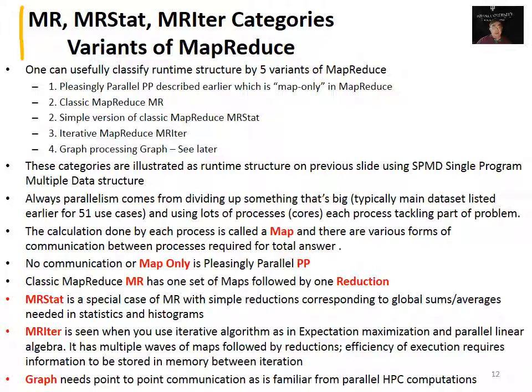So here I added 5 types of MapReduce because I separated MRStat and MR. I called them number 2 here because they correspond to number 2 in the previous graph. So there are 4 pictures, 5 types, and these are how we classify. We classify things as graph, MRIter when there's iteration involved, MRStat when there's a really simple final reduction, MapReduce for the general case of MapReduce, and pleasingly parallel, which is the map only. And actually, this is illustrated on the previous slide. I changed the order.